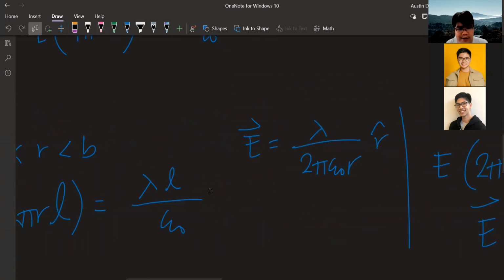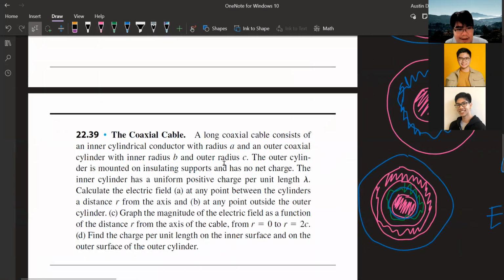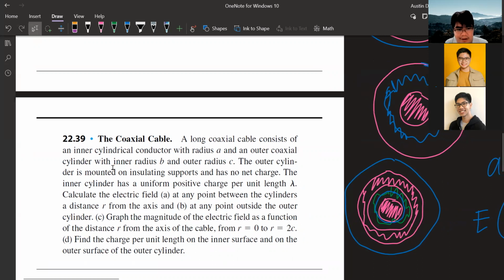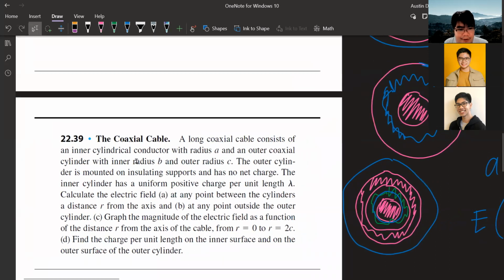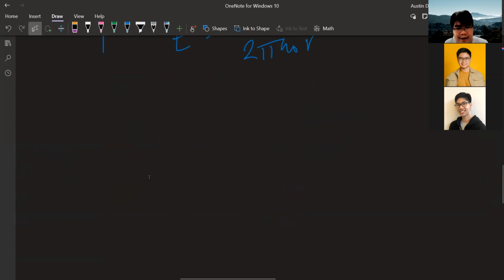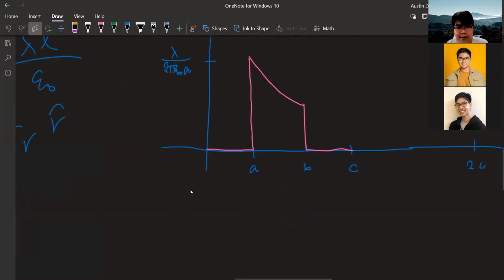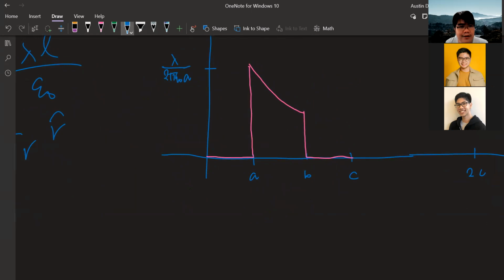Then, from B to C, it's a solid conductor again. Okay, that's a solid conductor again. The outer coaxial cylinder is also a conductor. Therefore, my electric field would become 0 again at that point. Okay? So, let's put values again.